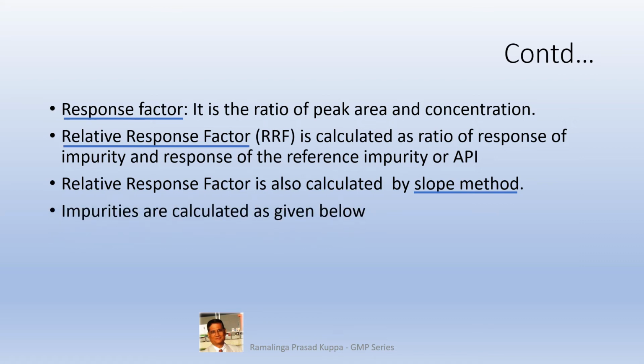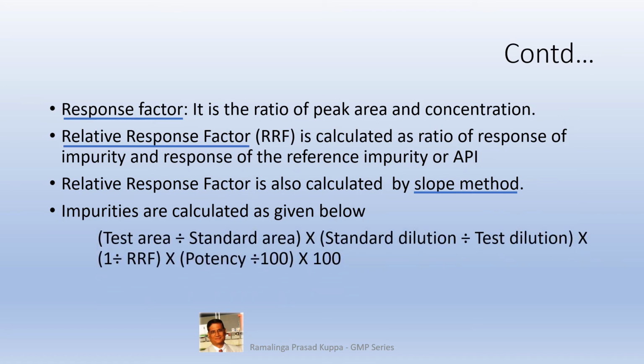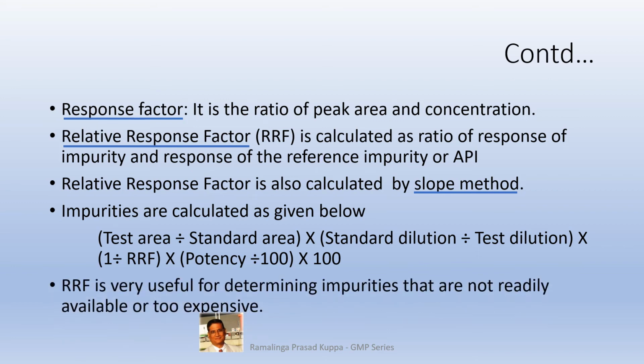Impurities are calculated as given below. Test area divided by standard area, multiplied by standard dilution divided by test dilution, again multiplied by 1 by RRF, multiplied by potency by 100, further multiplied by 100. But care should be taken to calculate the RRF accurately to reflect actual response of the impurity used.